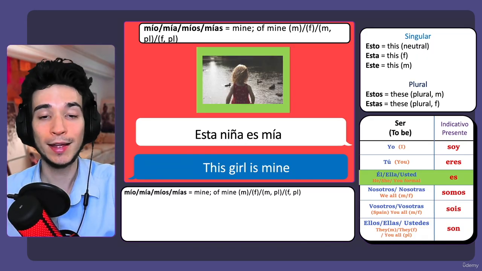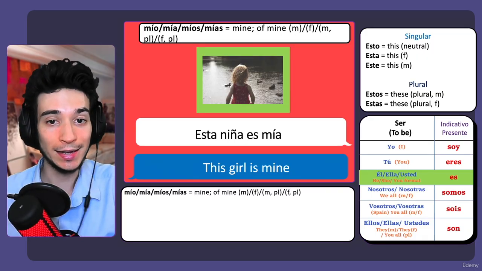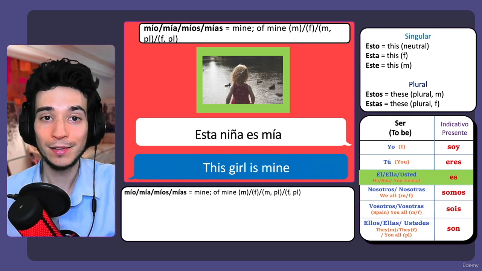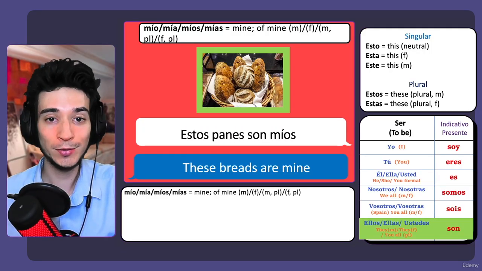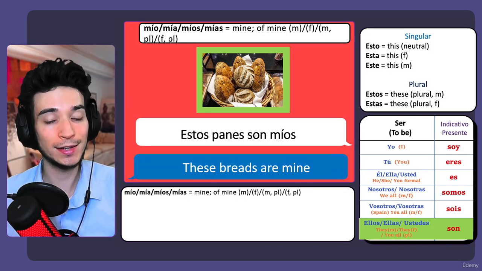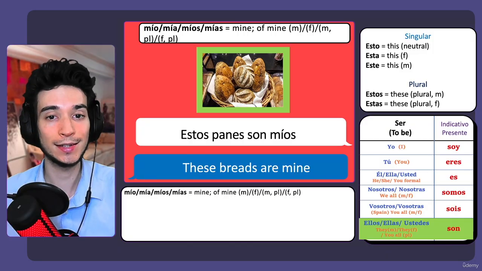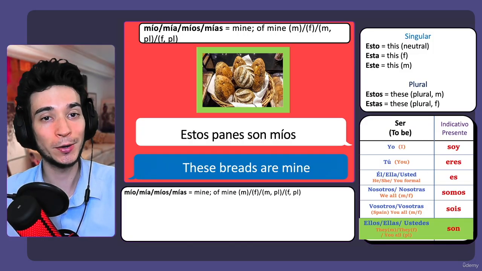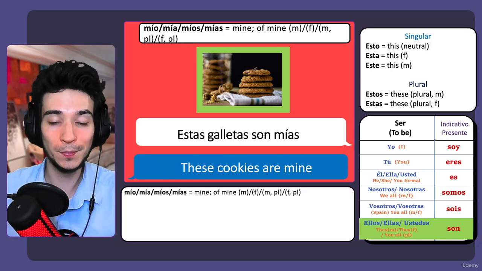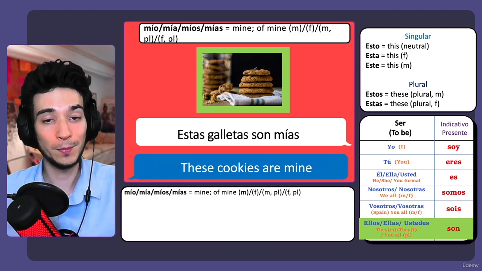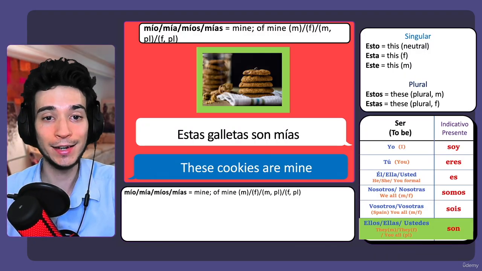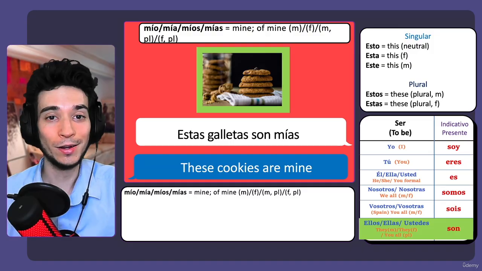Let's try the other example. Esta niña es mía. This girl is mine. And the next one. Estos panes son míos. These breads are mine. And we also have estas galletas son mías. These cookies are mine. So galletas is female, so you can use mías. Okay.